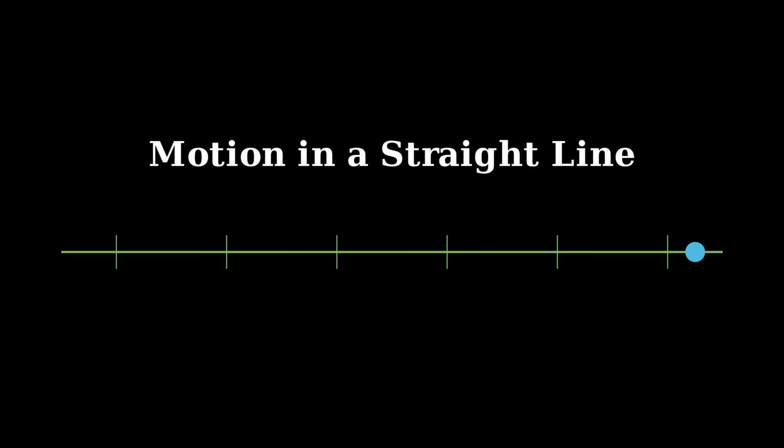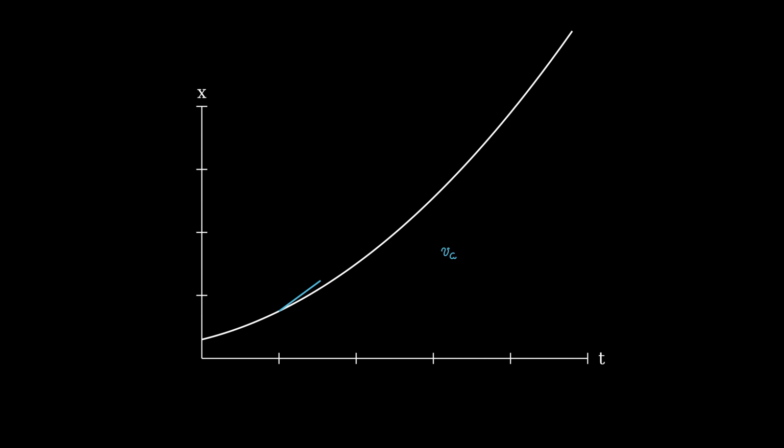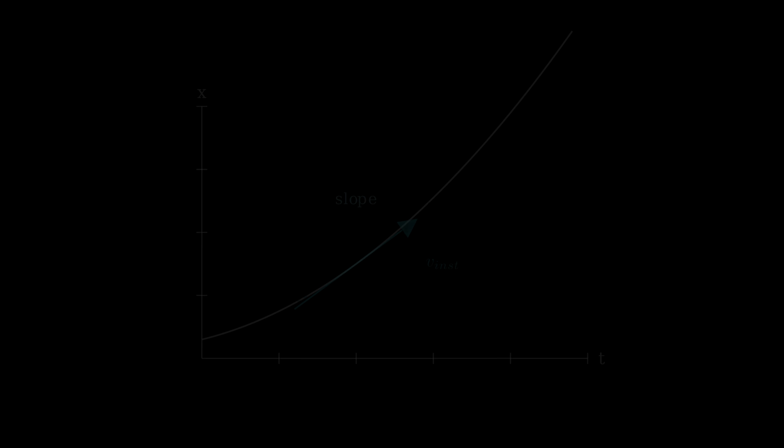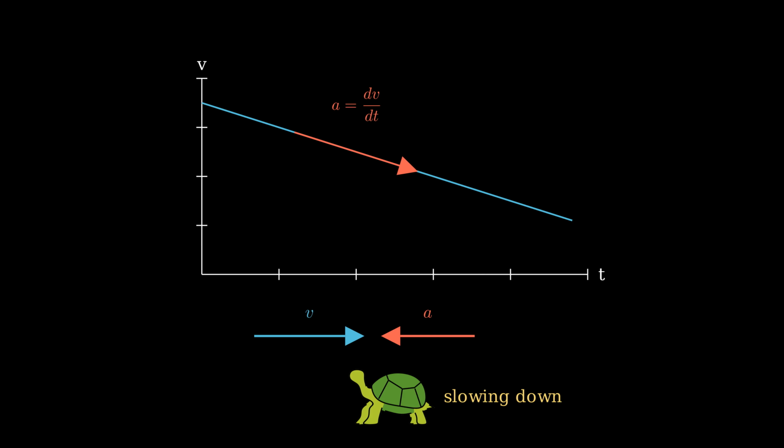in a straight line. We started with something as simple as where are you, position on an axis, displacement as a sign change, path length as total ground covered. Then we gave motion a rate, average velocity, instantaneous velocity, the slope of the xt graph at a single frozen moment. Acceleration told us how fast velocity itself was changing. And when velocity and acceleration point in opposite directions, that's how things slow down.